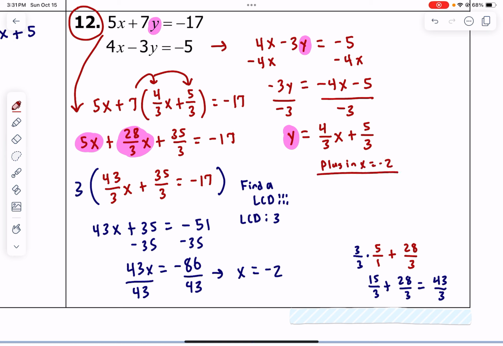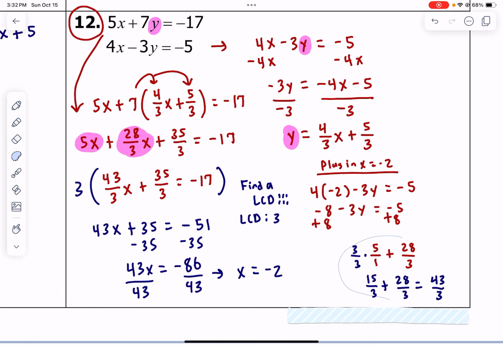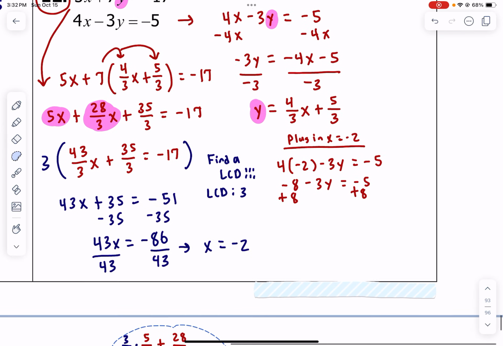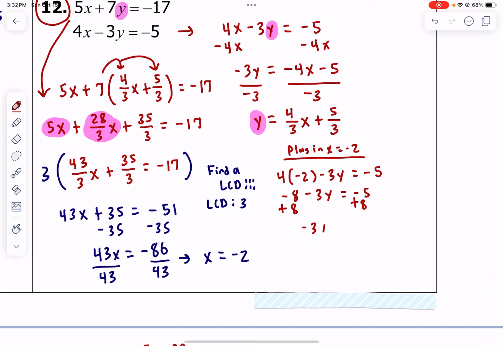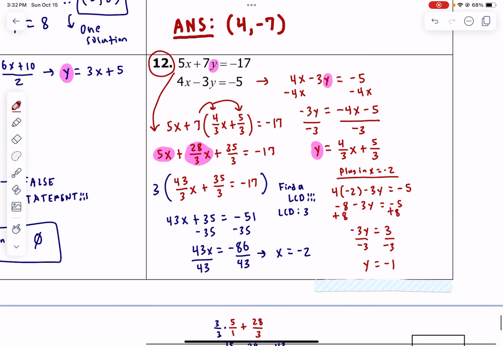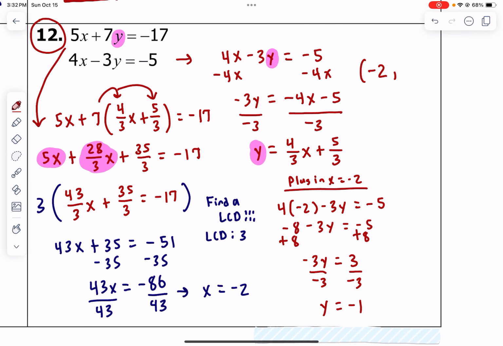Plug in x equals negative 2. You get that 4 times negative 2 minus 3y equals negative 5. You get negative 8 minus 3y equals negative 5. Add 8, add 8. Let me go ahead and move this over. So we add 8 to both sides, you get negative 3y equals positive 3. Divide by negative 3, divide by negative 3. You get that y is equal to negative 1. So your final answer would be the coordinate point negative 2, negative 1. And in this case, we only had one solution.